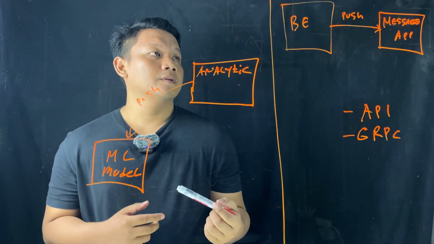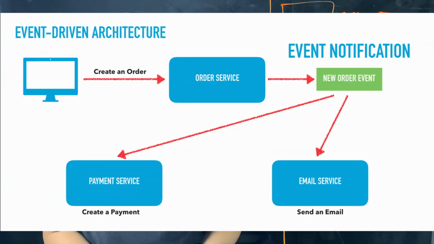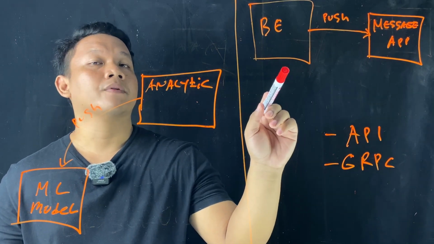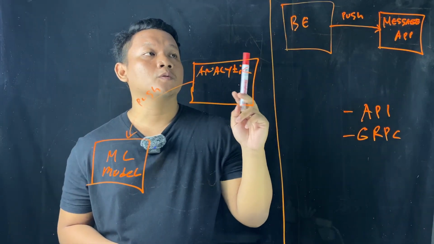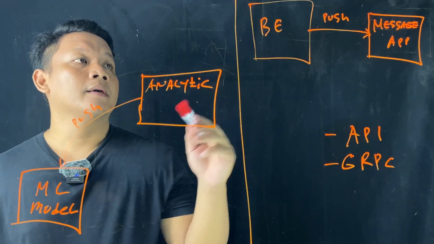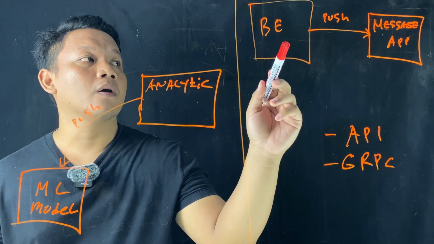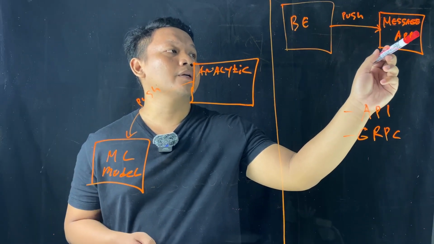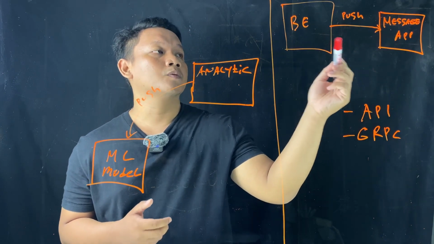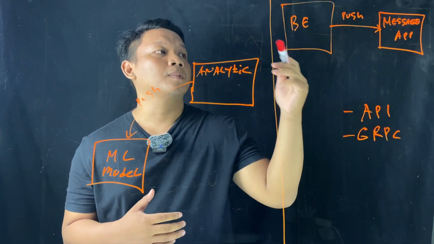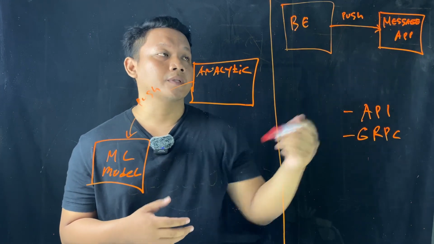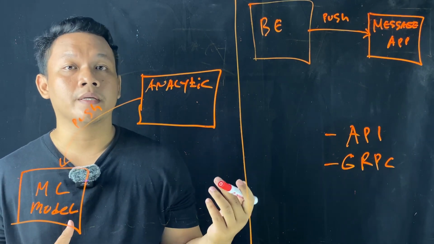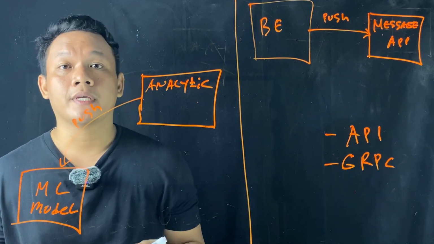The new way to do this is by using event-driven architecture. Instead of the message app doing an API request to the backend every 15 seconds, let's do it the other way around. Whenever the backend has new message data, it will push the data into the message app. So the message app will be a passive service, just receiving the new data and displaying it in the front end or service. This is the same approach as how your phone notification works. This is what we call push notification.